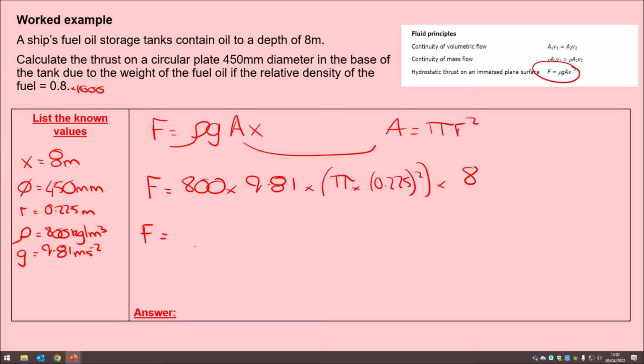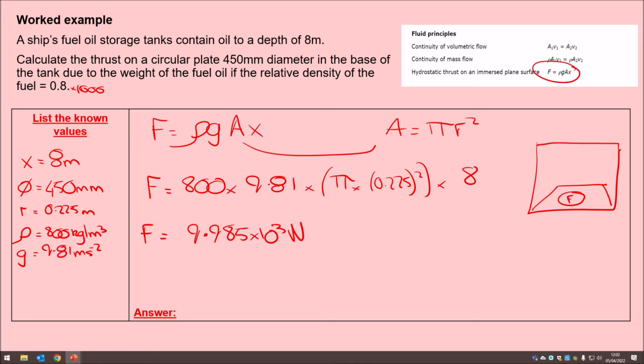The force acting on this plate is 9.985 times 10 to the 3 newtons. Imagine I've got a tank here with a plate on the bottom. That plate has a force acting on it. So the answer to that question is force is equal to 9.985 times 10 to the 3 newtons.